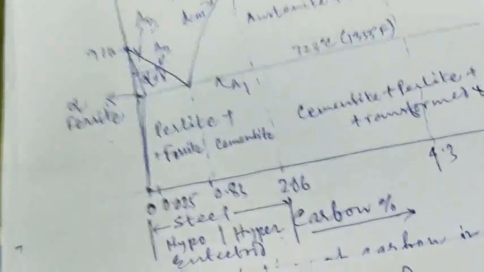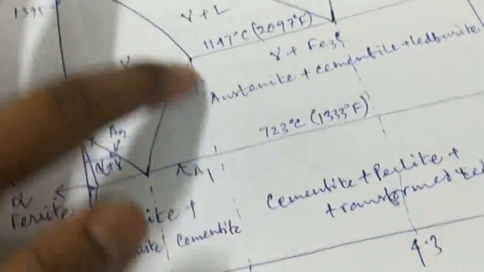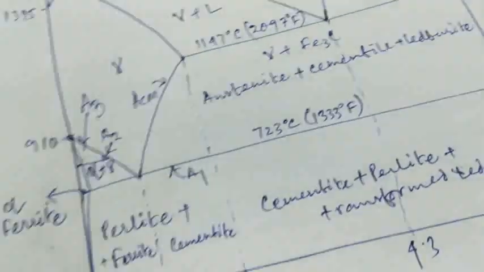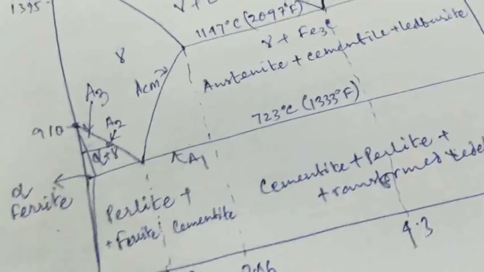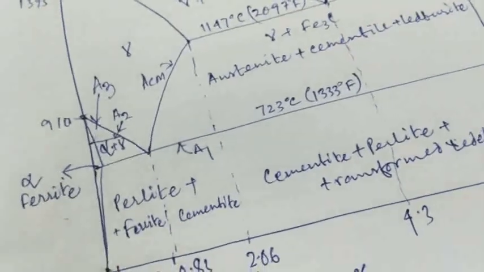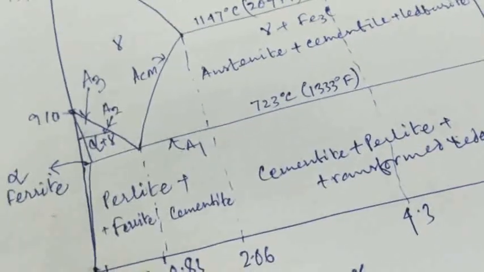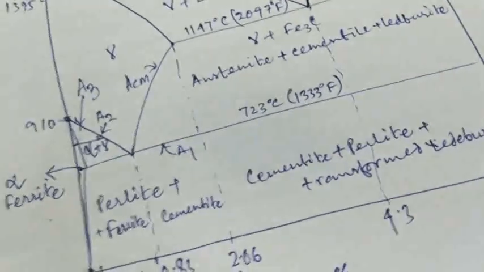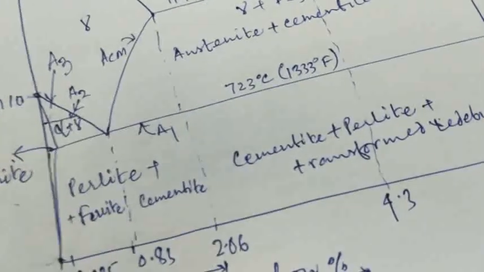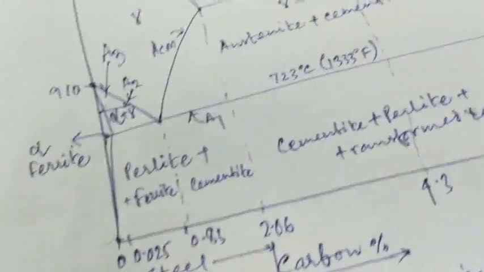The diffusion annealing temperature is very high, usually 100 to 200 degrees above the A3 line, or above the ACM line. This is our ACM line, this is the A3 line. The heat preservation time is usually 10 to 15 hours. After diffusion annealing, complete annealing and normalizing are needed to refine the structure. It is applied to some high quality alloy steels, alloy steels with serious segregation, castings and ingots.